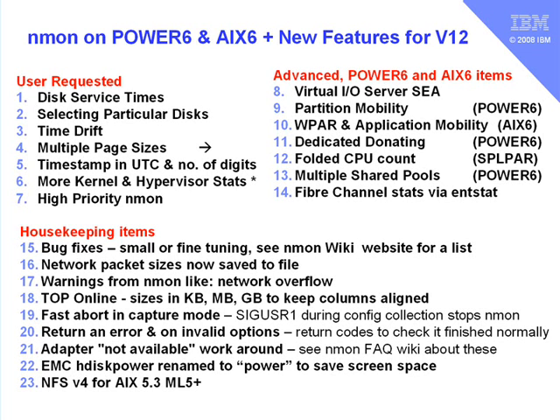For network packet sizes, these are now saved to the nmon file. In the past, we only saved the throughput rates and the number of packets being sent, and you could calculate the packet sizes. We do that now in nmon. That just saves other tools and filters that take the nmon data having to do the maths.